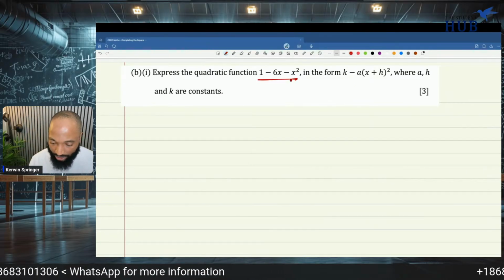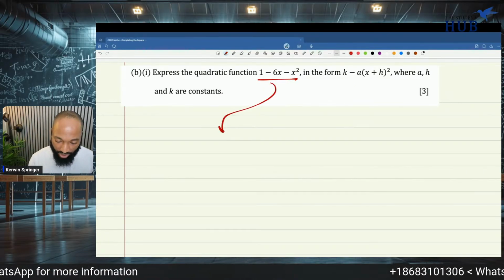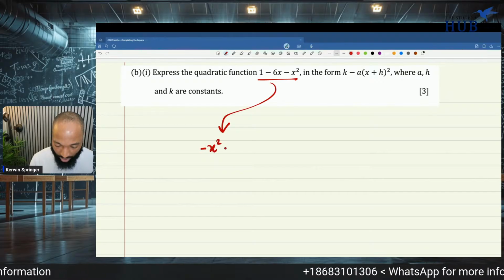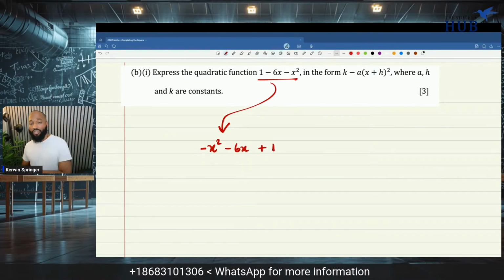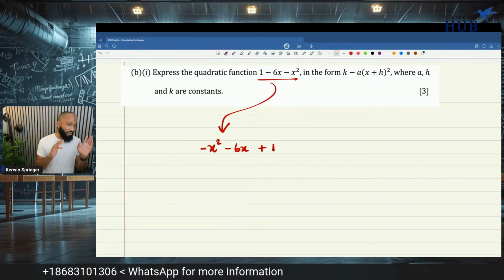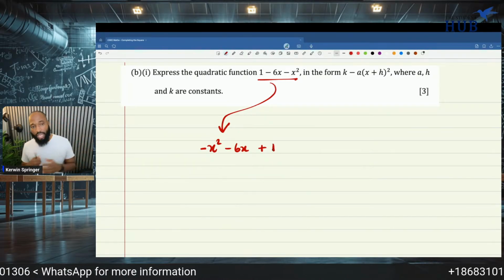Josanna is saying just do the natural perfect square method. So if you're doing the perfect square method and you approach with this, I would immediately rearrange it. I would write negative x squared minus 6x plus 1. Do you understand that move? I might even do this for the formula method too. So I just rearrange it and I deal with it at face value.